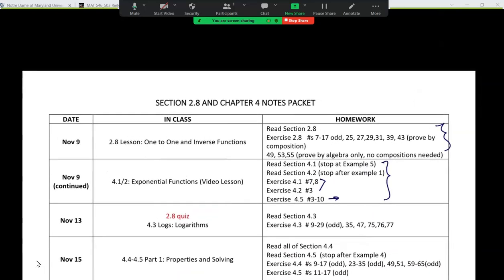When you get to 49, 53, and 55, they say prove by algebra only. They ask you to do compositions to check. We don't need you to do that. Okay, so we want you to practice getting the inverses by algebra and then practice proving you have them by composition. Okay, so notice that we've given you all of the odd problems. That's because we want you to check your answers in the back of the textbook. So you have to use your textbook. Okay, we're trying to get you into reading it. That's why for every one of these, we're saying read this section. See what they're saying to you. Read this section, and so on.